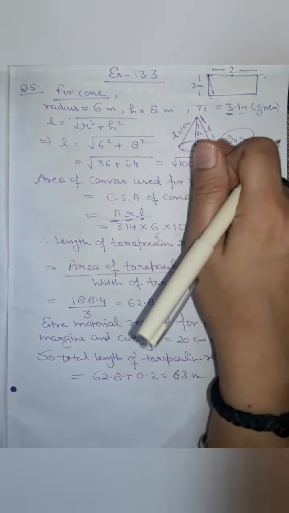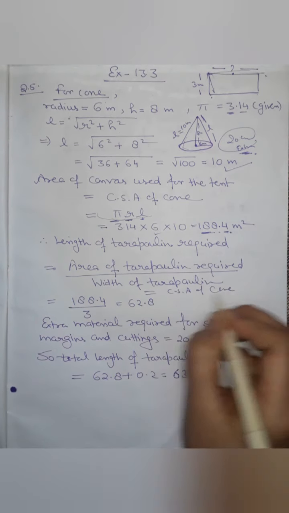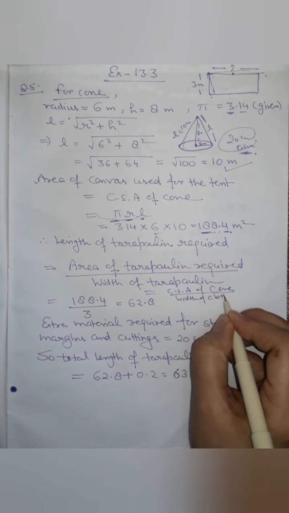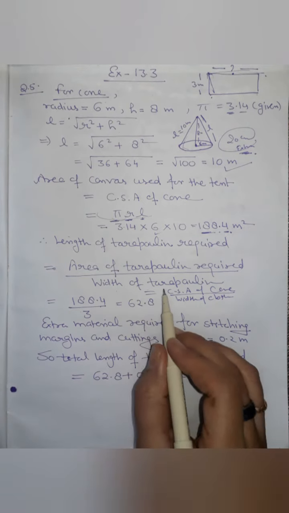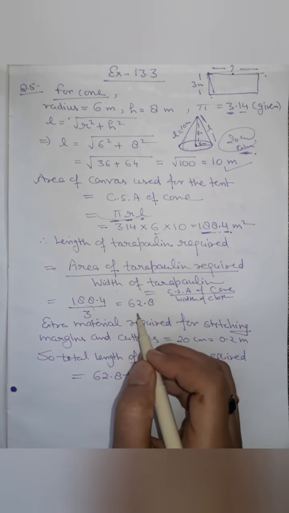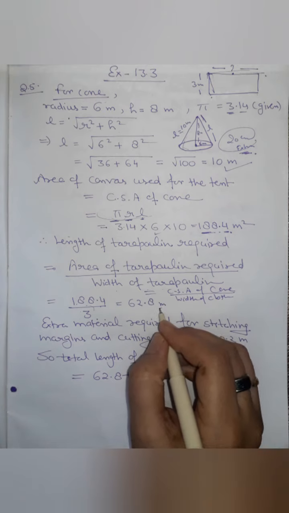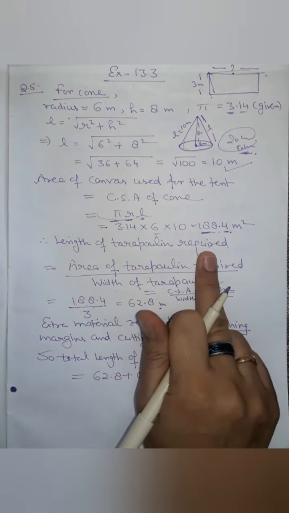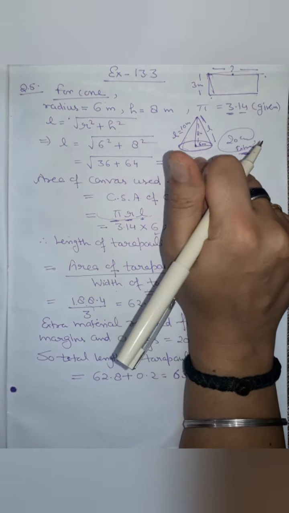That will be equal to CSA of cone. We can say this will be equal to CSA of cone upon width of cloth. Now CSA of cone is 188.4. Width of tarpaulin is 3 meter. 188.4 divided by 3 is equal to 62.8 meter. This much actual length of tarpaulin is required to make the conical tent of this measurements.